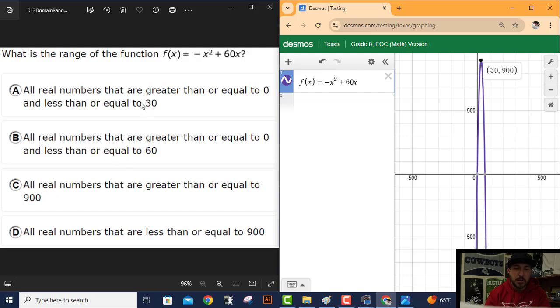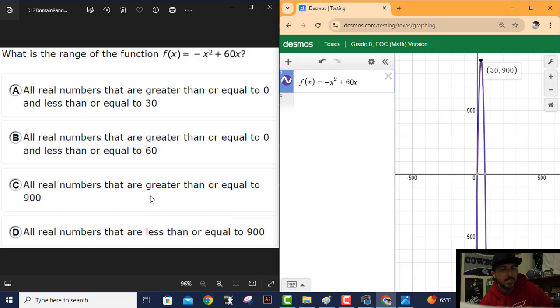So if you're picking this 30, they're tricking you because you don't understand that the first one's the x and the second one's the y. You got to remember that stuff, all right? So I need only y values because it says range. So the only y I care about is 900 here. 900. That's all I want to see. 30, no. 60, no. 900, yes. 900, yes. I'm stuck between C and D.